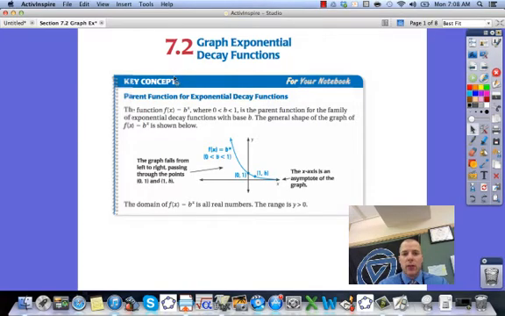Good morning. Welcome to section 7.2, Graph Exponential Decay Functions. This lesson is actually really similar to the previous lesson, and not much is going to change.